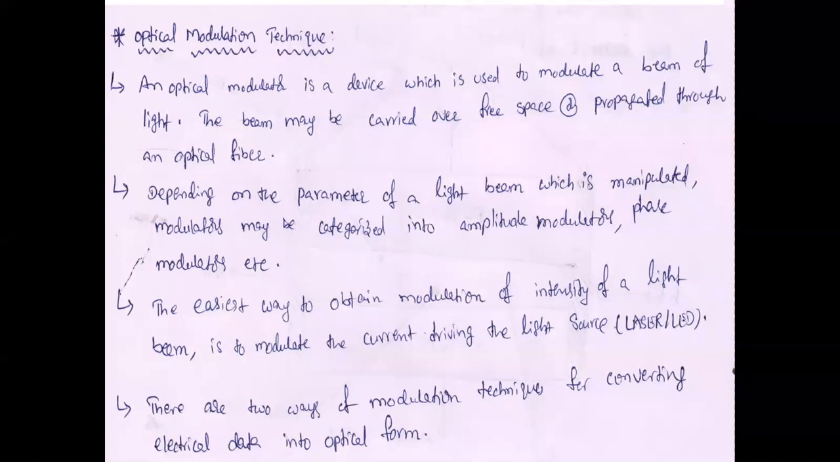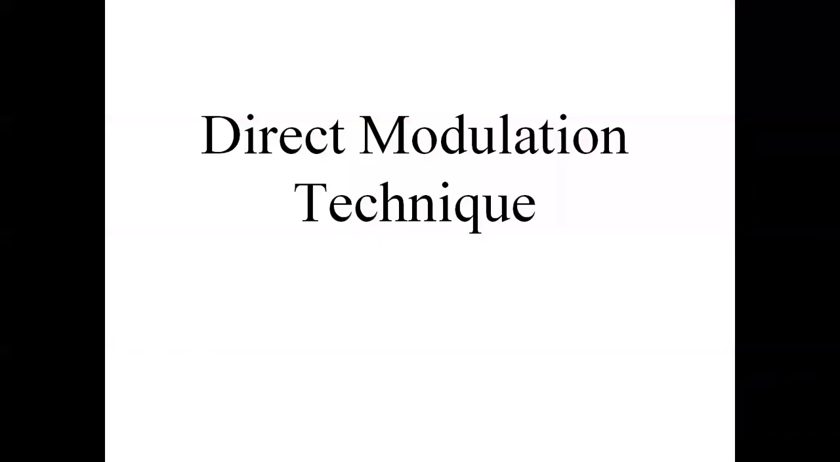For this purpose, what type of modulator do we use? Nothing but light sources. We already discussed in the last class what is meant by a light source. A light source is nothing but an optical modulator which converts from electrical to optical. Basic examples of light sources are LEDs and lasers. There are two ways of modulation techniques for converting electrical data into optical form.